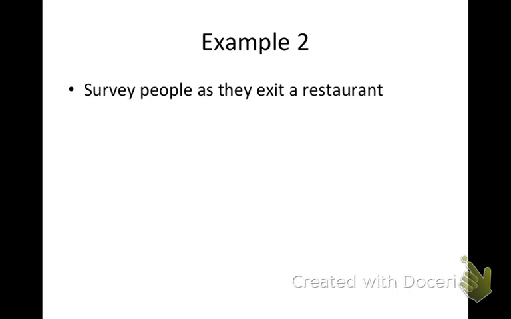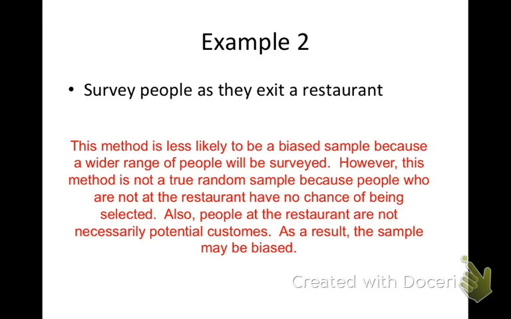They could also survey people as they exit a restaurant. This method is less likely to be biased because a wider range of people will be surveyed. However, this method is not truly random because it's like a convenience sample. It's one of those biased samples. People not at the restaurant have no chance of being selected. Also, the people at the restaurant are not necessarily the potential customers, so as a result, the sample may be biased.